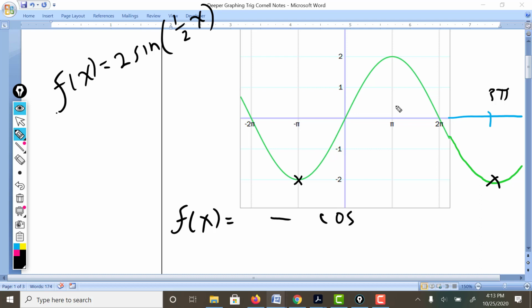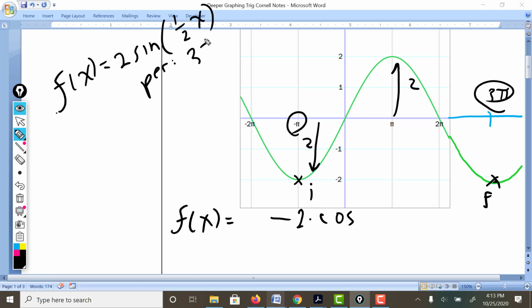However, the amplitude is 2, right? The distance from the reference line to the max or the min is 2. This is going to be a -2 cosine. The period. Let's find the period. The period is going to be the final minus initial. So the final is right here. The initial point is right here. That's 3 pi minus a -pi. That ends up giving me 4 pi.